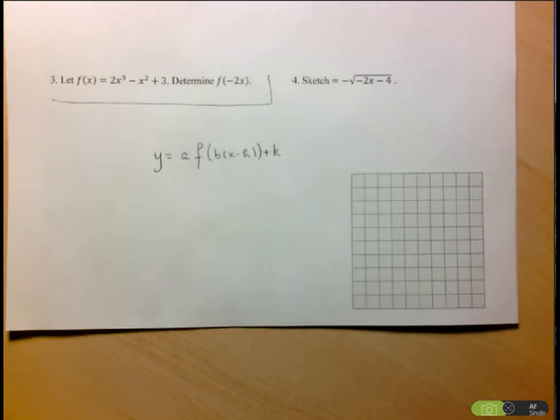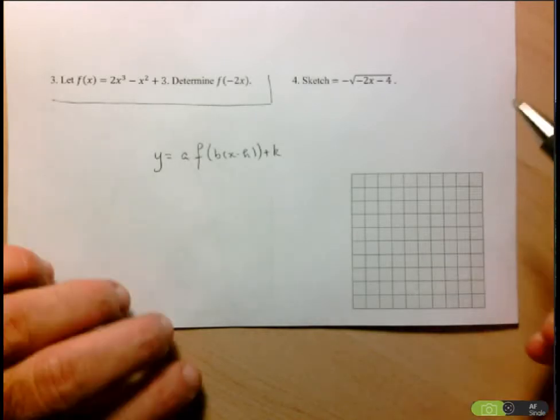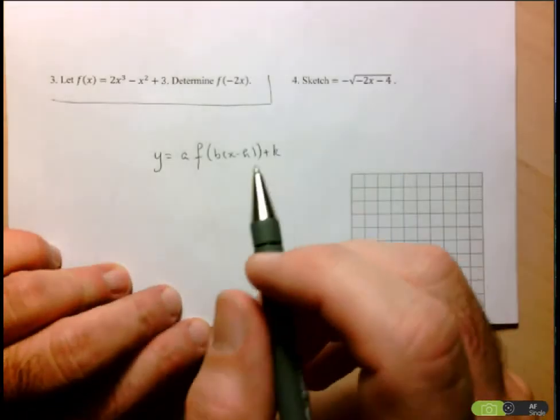Hi folks, the next question we're going to look at is from Unit 5, Quiz 2. We're going to look at number 4, and they're asking us to sketch this square root function. Okay, so before that I just want to remind you how we can transform points here.